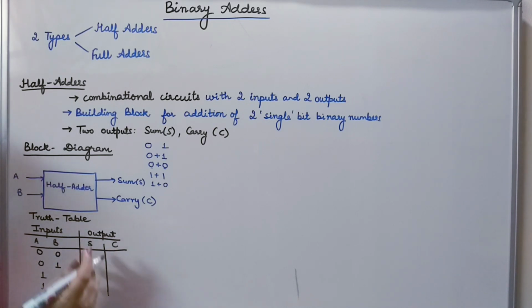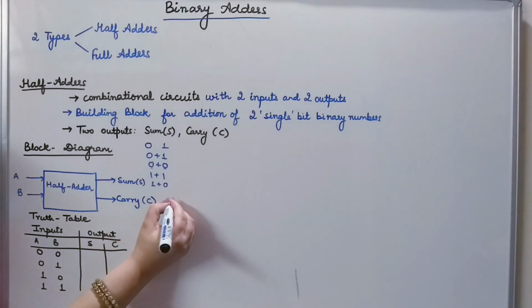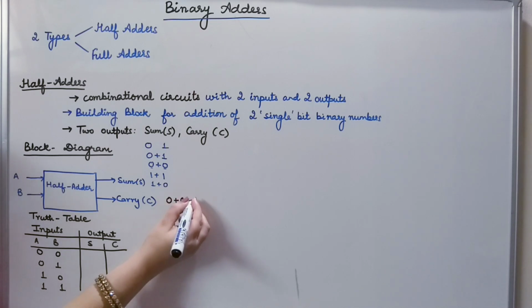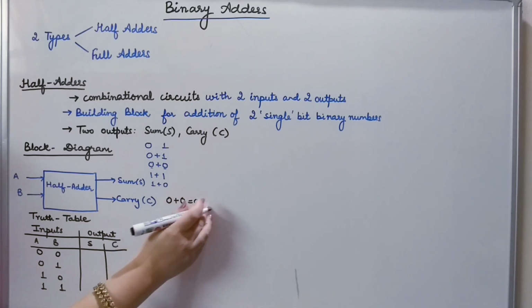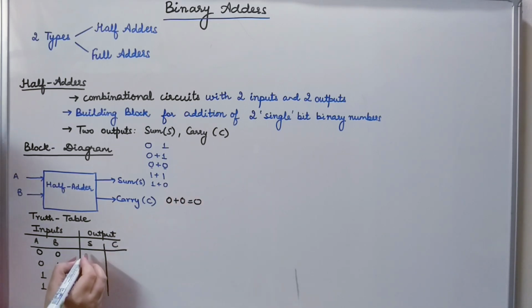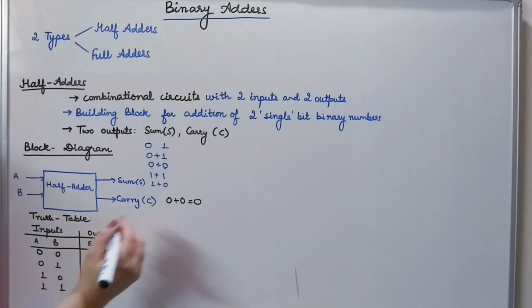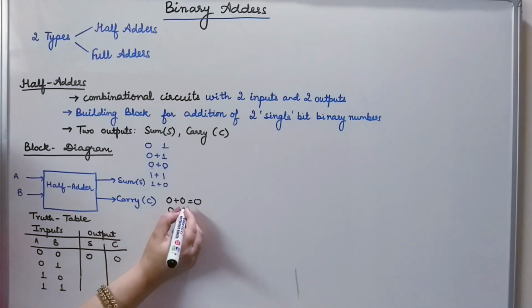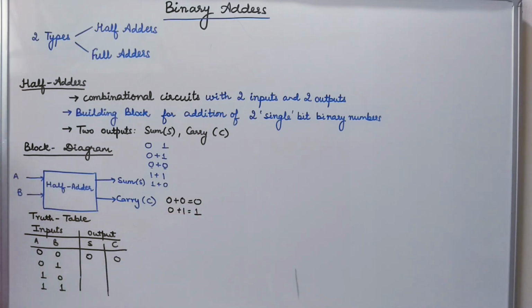Now let us start with the output. How do I obtain the sum? By performing the addition, that is 0 plus 0. 0 plus 0, what will I get as a sum? 0. Is there any carry here? No. So sum will be 0 and carry will be 0. Next, 0 plus 1. What will be my sum? 1. Is there any carry if I add a 0 with 1? No. So the sum is 1 and carry is 0.